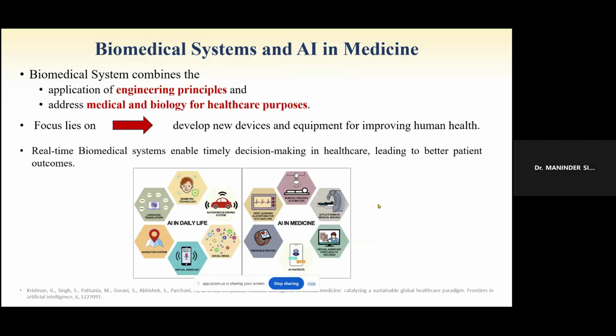As we know, a biomedical system is a system where engineering and medicine come together, and the focus lies in developing new devices for improving human health. While designing a device, the basic idea should be a good design that can make the device practical and user friendly.